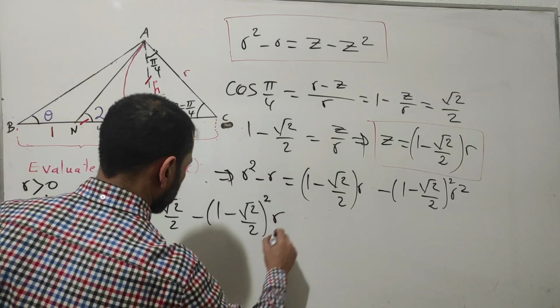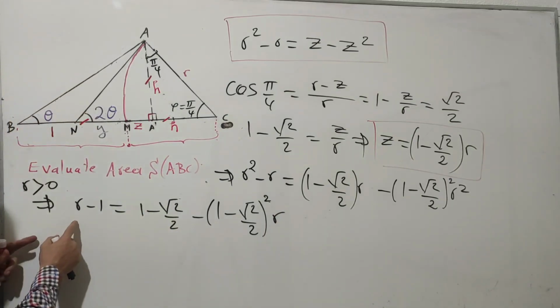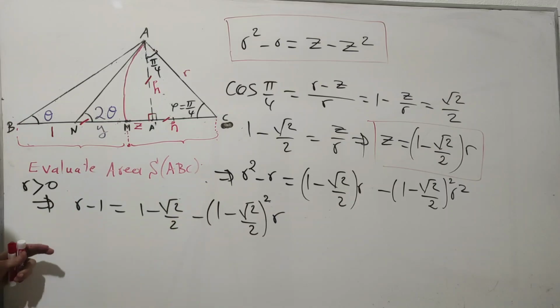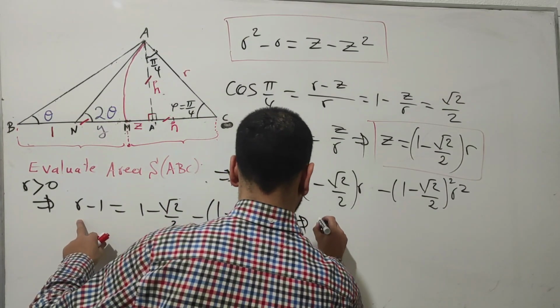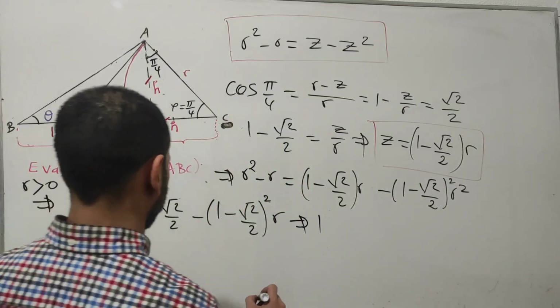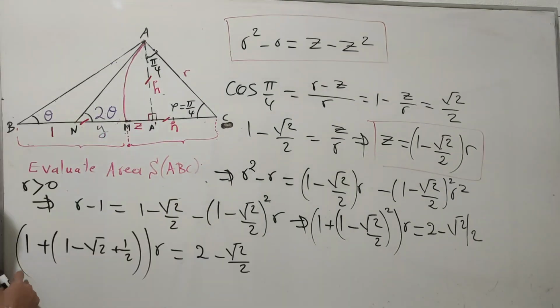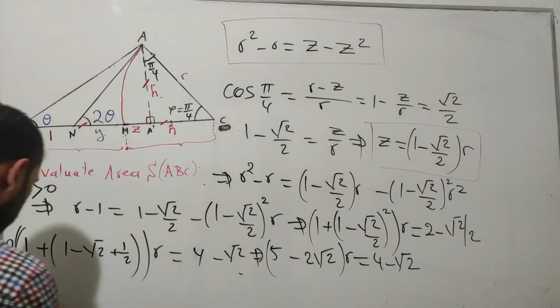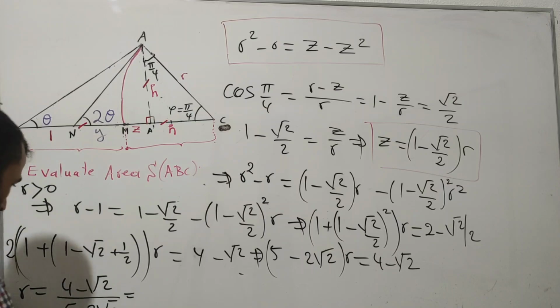Since we have r, I'm going to move r as a variable to one side and bring the constant to the other side. So I will have the following: I get 1, I'm going to take r as a common factor here. So what to do, I'm going to simplify this one. Let's multiply both sides by number 2. Thus I got r equals 4 minus square root of 2 over 5 minus 2 square root of 2.